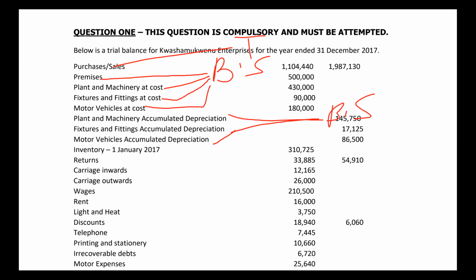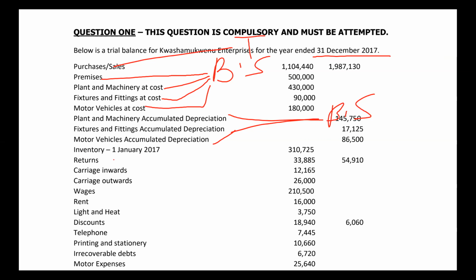Then inventory 1st January 2017. What do you think of this inventory? Opening inventory or closing inventory? It's opening inventory. This is what I was trying to explain to you. The trial balance is ending on 31st December 2017, then you are given the inventory for 1st January 2017. This is the opening. It shall not be labeled as opening. Just check the dates. So inventory goes to the trading account. Yes.